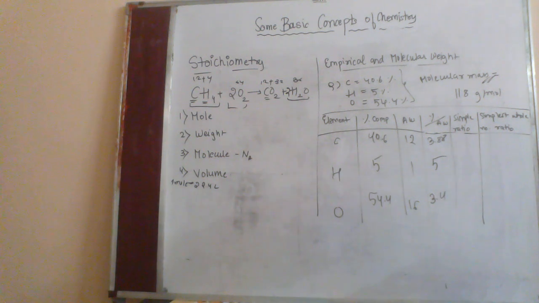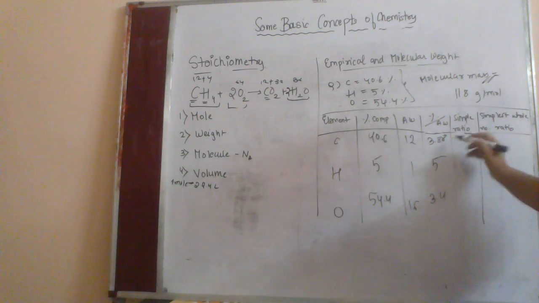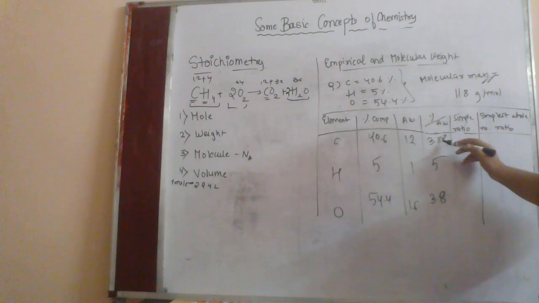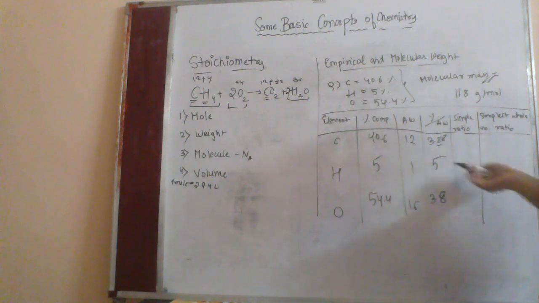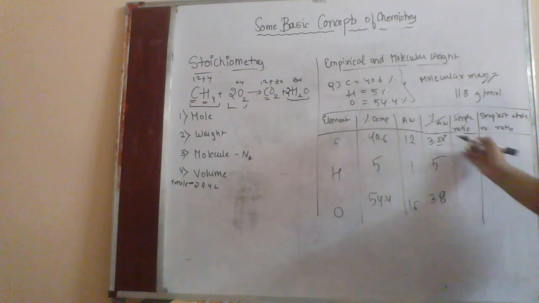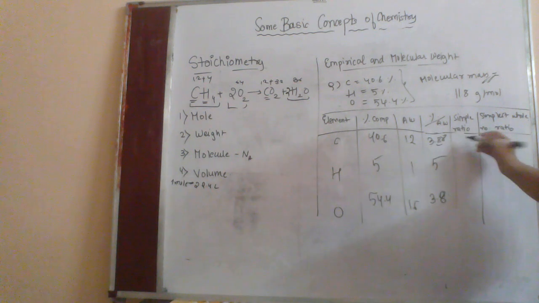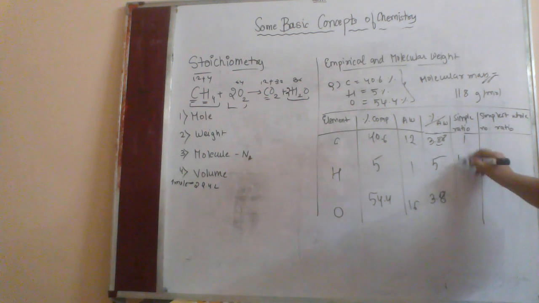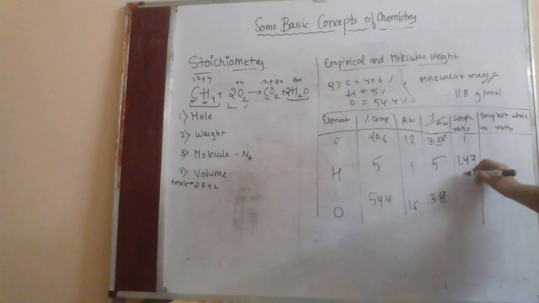Simplest ratio in the sense, we'll divide this. What is the smallest number we got here? We got the smallest number as, we'll round it off to 3.8 itself, because these numbers will match. So we got the smallest number 3.88. We'll divide everything by 3.88 itself. Dividing 3.88 by itself, we'll get 1. 5 divided by 3.88, we will get 1.47, which can also be written as 1.5.